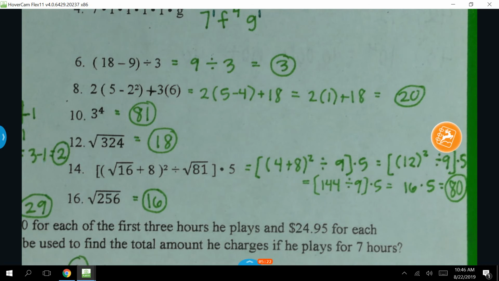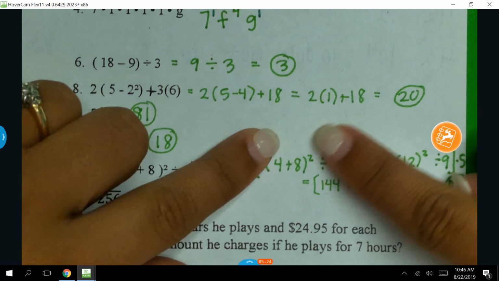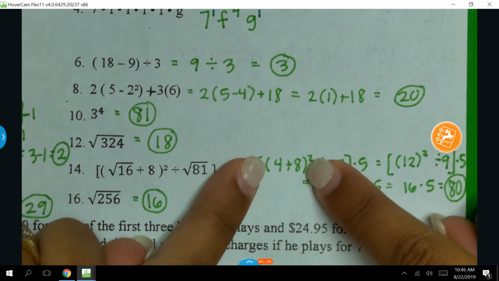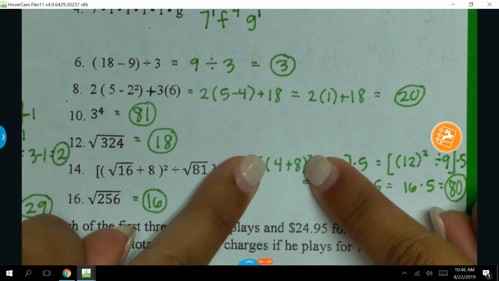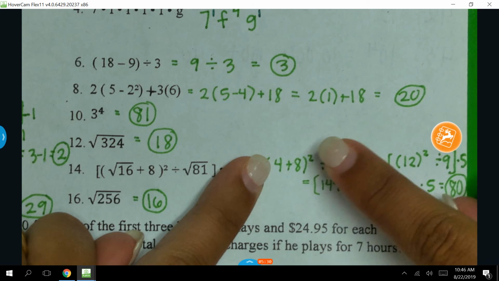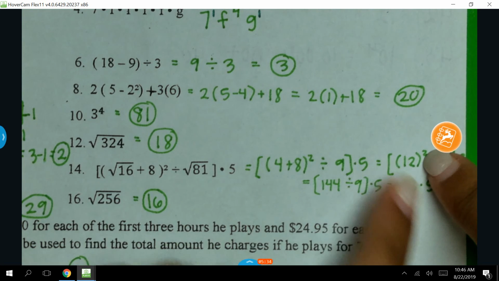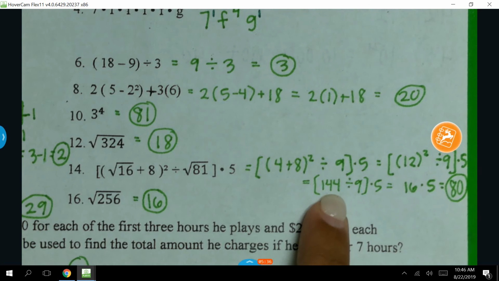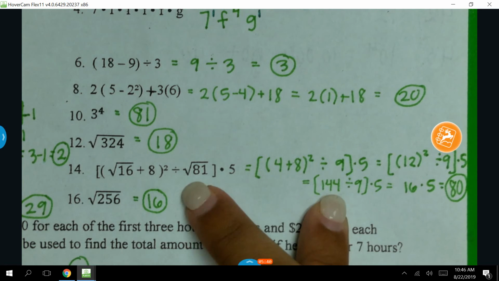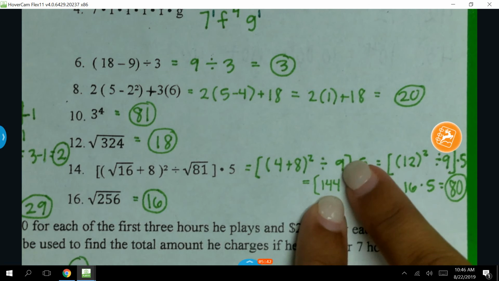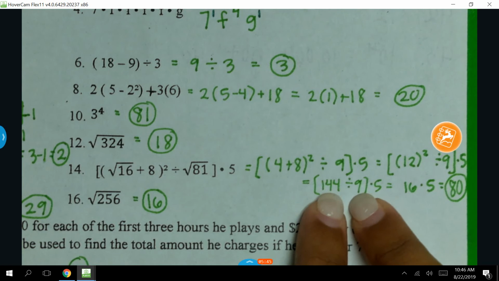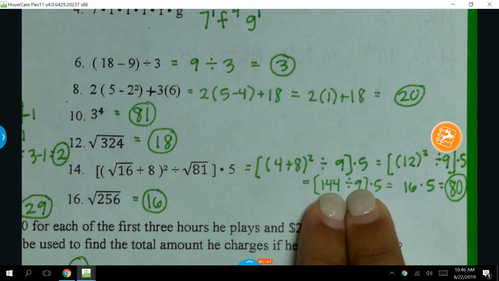Number 14, you got 30. Okay, so look at your steps. Square root of 16 should have given you 4. So you should have had 4 plus 8 inside those parentheses. So then that should have been 12 squared, which is 144. Do we have that so far? Okay, so then you had to evaluate square root of 81, so you should have 144 divided by 9. So that should give you 16.